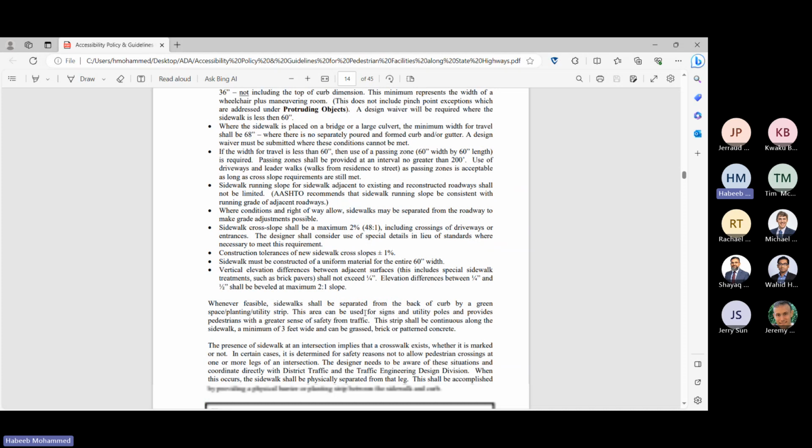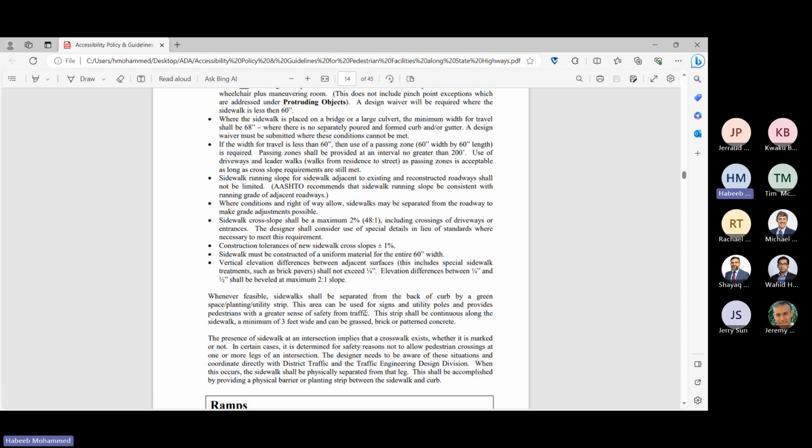I don't know, I have done that before, but Shaq, have you done any porous sidewalk? No, nobody likes it because of the maintenance issues. Maintenance will be a big issue. And then the last bullet talks about the vertical elevation.